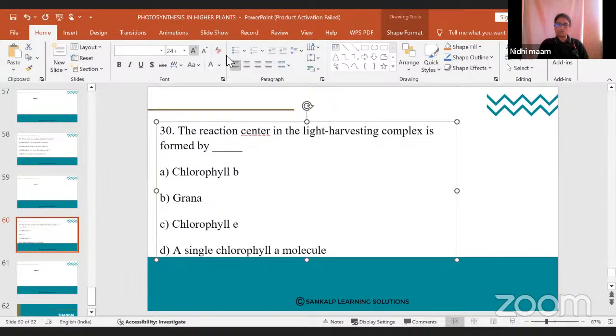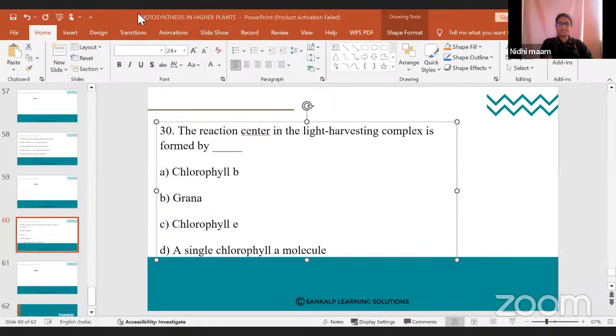A is chlorophyll B, B is grana, C is chlorophyll E, D is a single chlorophyll molecule. Yes, Chaitanya, Shadap Toligi, Dyamanna are active on YouTube. Yeah, the reaction center in the light harvesting complex is formed by.